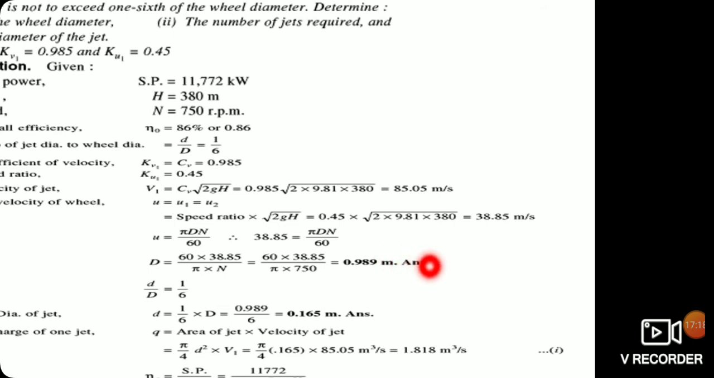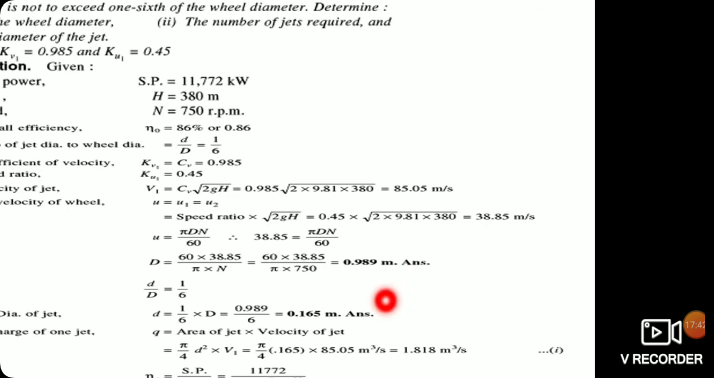So N is the rpm, the speed is given. So from this we can get diameter D is equal to 0.989 meter. Then diameter of jet is equal to 1 by 6 into diameter D. So it is 0.165 meter. Then here we have to calculate now the discharge per jet, so that we can calculate the number of jets.